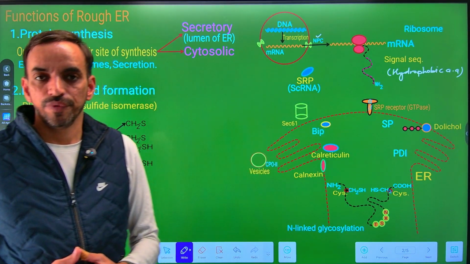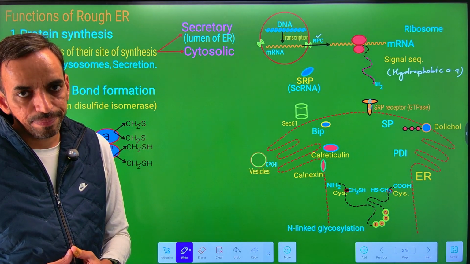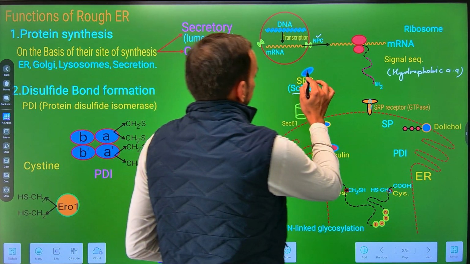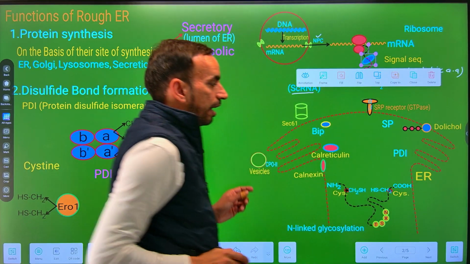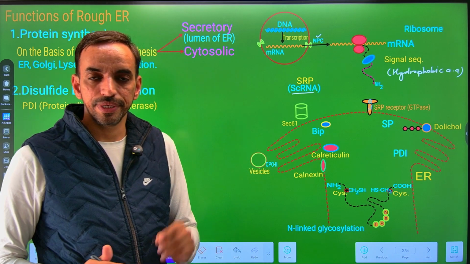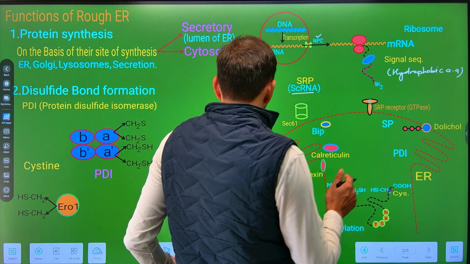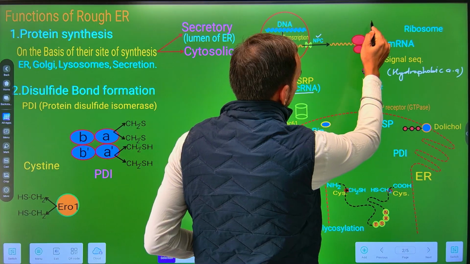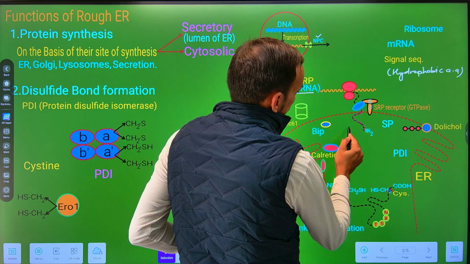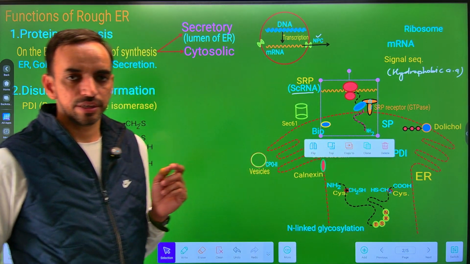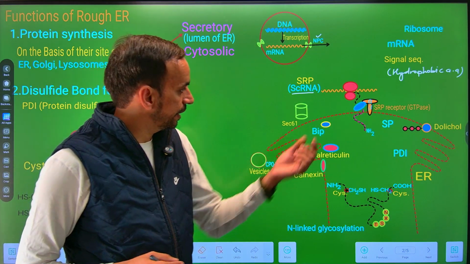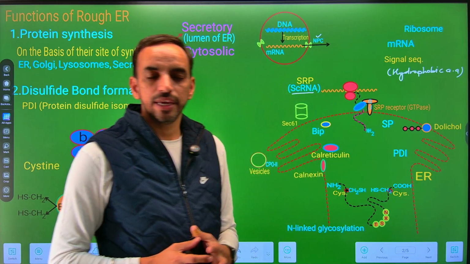For this transportation, we have an adapter molecule which is known as SRP. It is basically a ribonucleoprotein which is also known as small cytoplasmic RNA. It recognizes the signal peptide, and after the recognition of the signal peptide by the SRP, that is the signal recognition particle, this SRP brings this complete transcript onto the membrane of rough endoplasmic reticulum. Because the rough endoplasmic reticulum membrane contains the SRP receptor that can recognize or interact with the SRP. So there is an interaction of SRP with the SRP receptor.